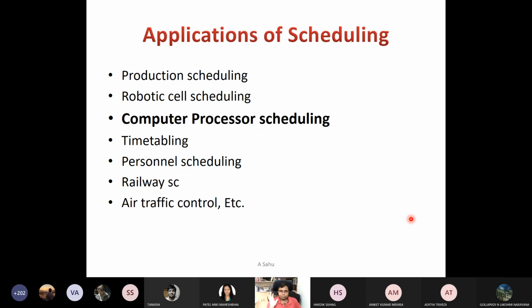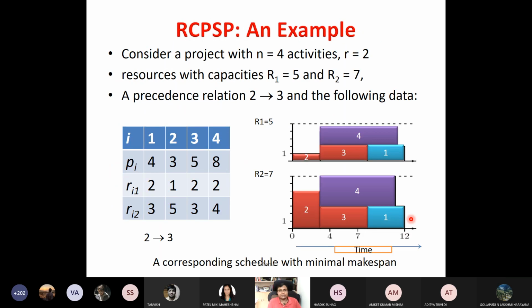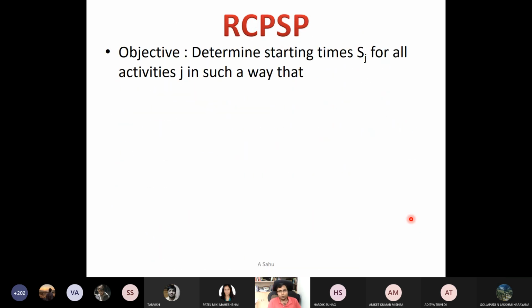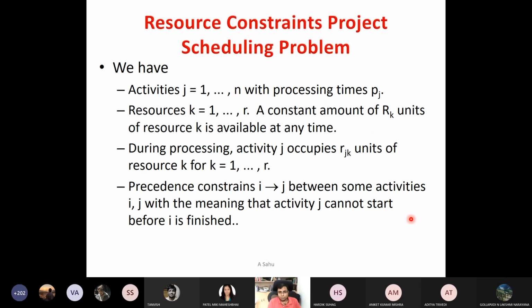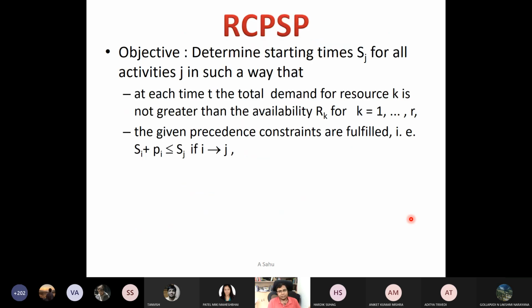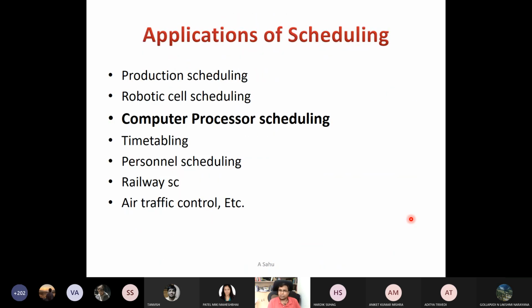And what we are trying to look at is the computer process scheduling point of view. But first, this resource constrained project planning problem is more common. Resource constrained project scheduling problem, RCPSP. This is a more generic one, and a common scheduling problem.